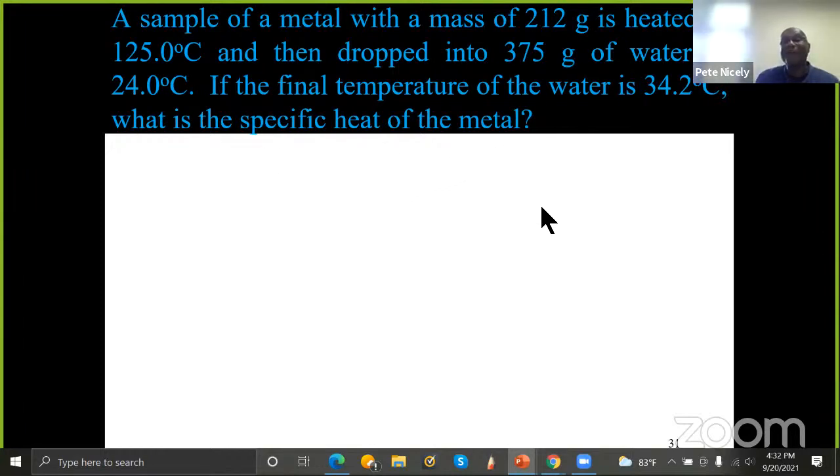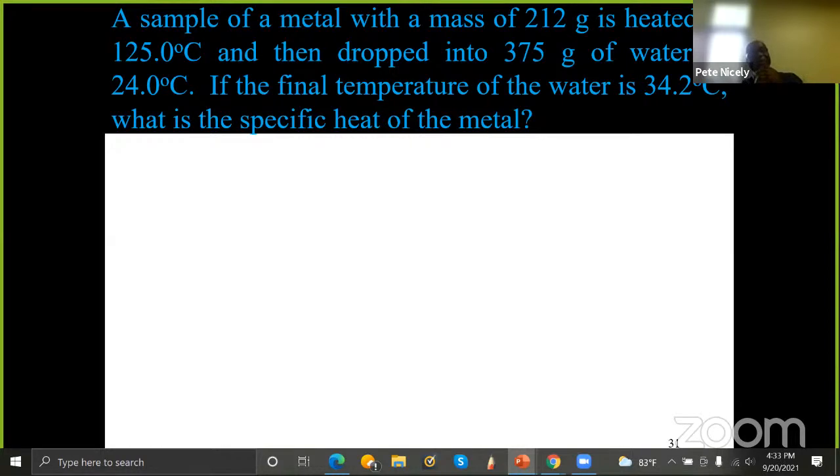All right. Now, based on the conservation of energy law, heat cannot be created nor destroyed. Before we get to that, let's think about what's happening here. We have a metal that has been heated to 125 degrees Celsius, and then it is added to the water, which is at a temperature of 24.0 degrees Celsius. What's going to happen, and I'm quite sure we are all aware of this based on our everyday experiences, is that heat will flow from the hotter metal, which is at 125, to the cooler water, which is at 24.0 degrees Celsius.